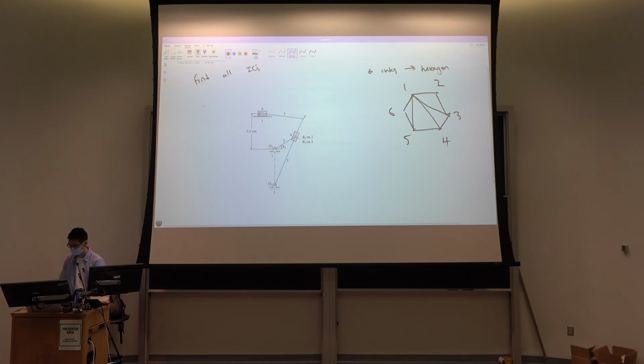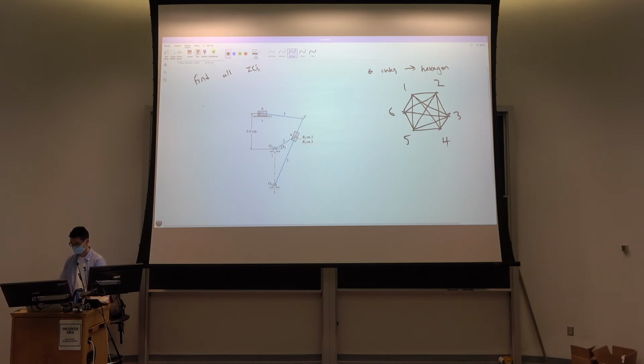We can go on to number 2. From 2, we proceed clockwise. 2, 3 is already in. 2, 4 hasn't been drawn yet. 2, 5. 2, 6. Remember, we're just going clockwise. And 2, 1 is already there. Now for number 3, going clockwise: 3, 4 already exists. 3, 5 is not drawn in yet. 3, 6 is not drawn in yet. 3, 1 is already there, and 3, 2 is already there.